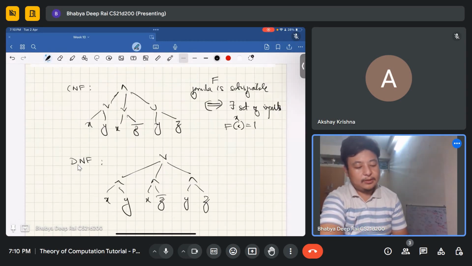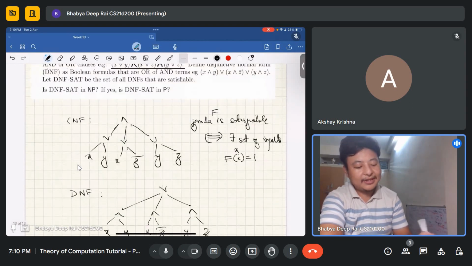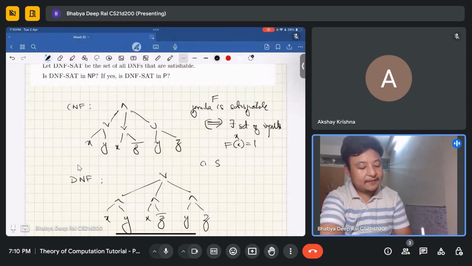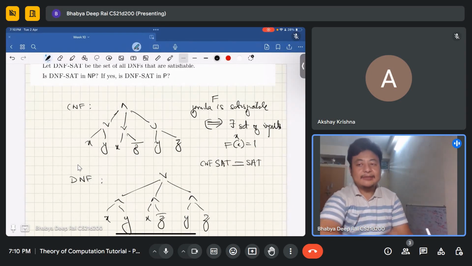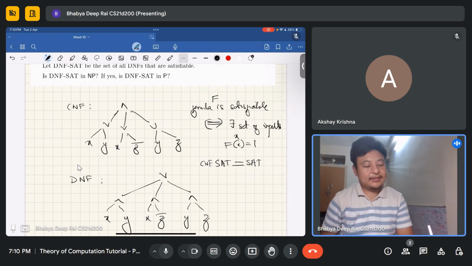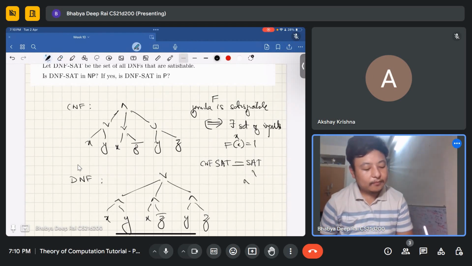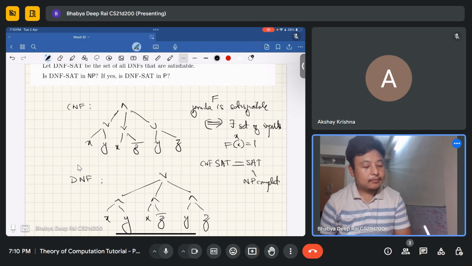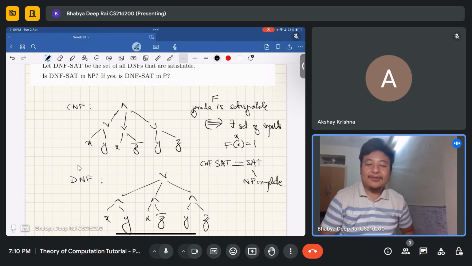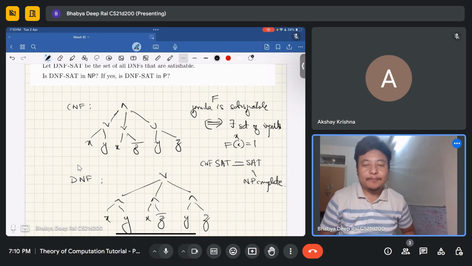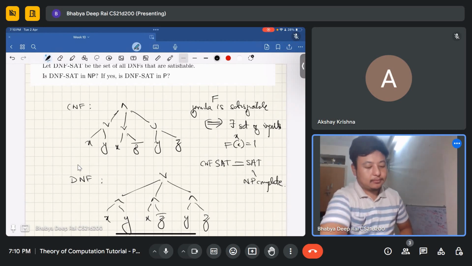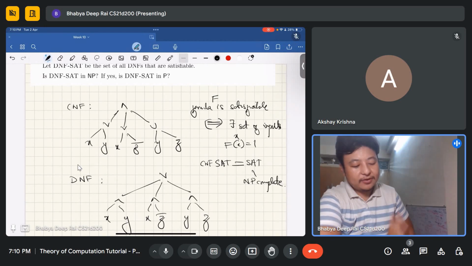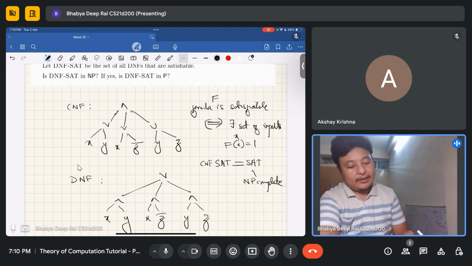Now, we know that CNF SAT, which is also called SAT, is very, very difficult to solve. This is NP complete. It is very difficult to solve, and it is not clear whether it is in P or not. It is in NP clearly because I can give you a short certificate.